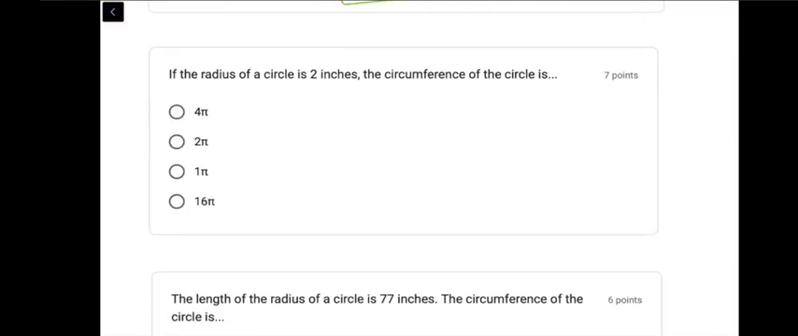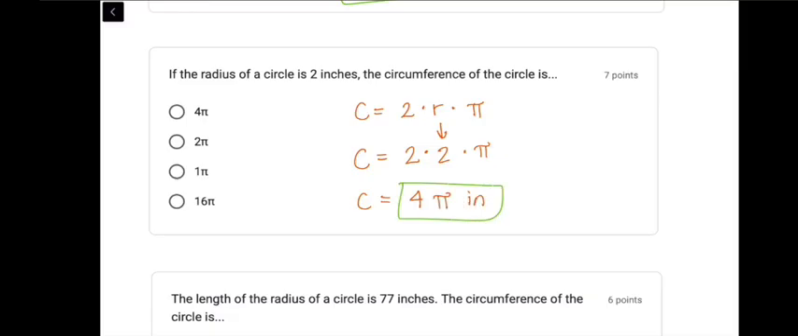If the radius of a circle is 2 inches, the circumference of the circle is. Circumference is equal to 2 times the radius times pi. So we can go ahead and plug in the value of r, which in this case is 2. And circumference will equal 4 pi inches, which would make the answer A.